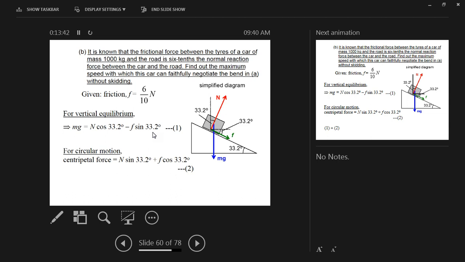Then you will have to recall the formula for centripetal force and solve these 2 equations for your v. I'll give you some time, you try to do it.